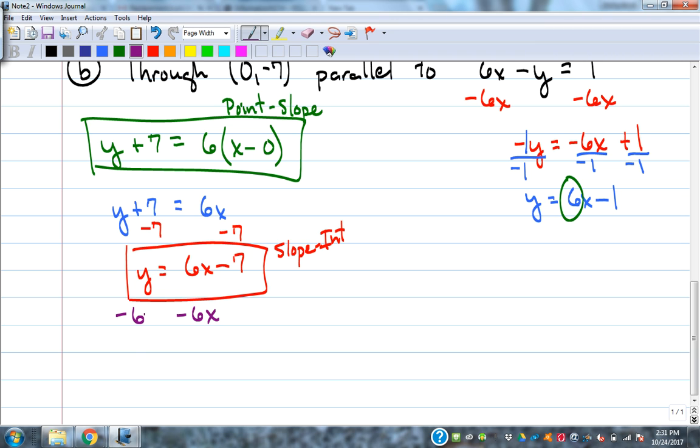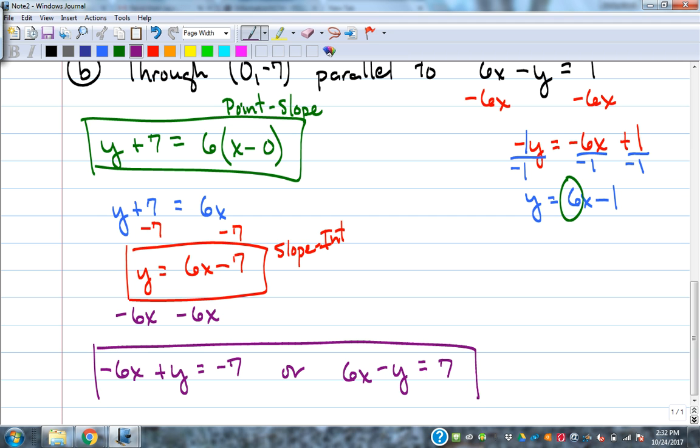Subtract 6x from both sides. Negative 6x plus y equals -7. Or 6x minus y equals 7. Those are in standard form. Okay. Parallel lines have the same slope. Perpendicular lines do not have the same slope. We'll get to that in a minute.